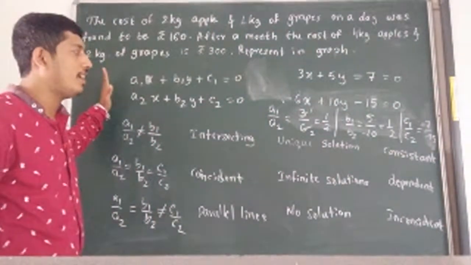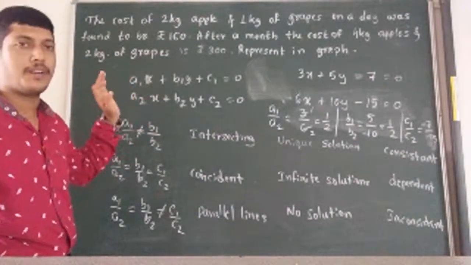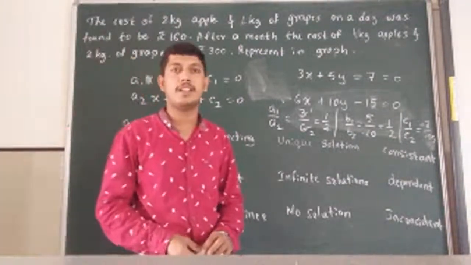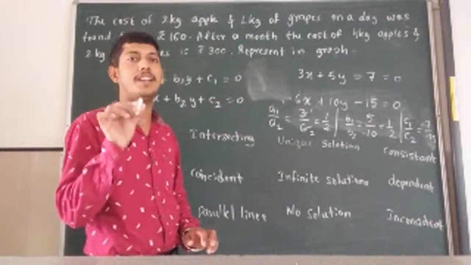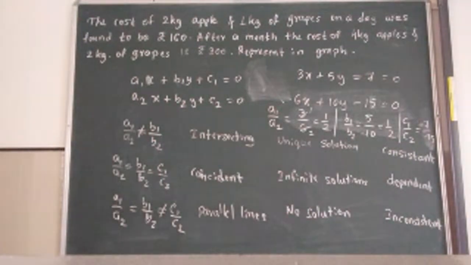So this is about how to find out the nature of the graph, whether they are consistent, dependent, or inconsistent. I will ask you a question: how many solutions are present if a pair of linear equations is consistent? Comment in the comment box fast. The options are 1, 2 or many. It has only a single solution.